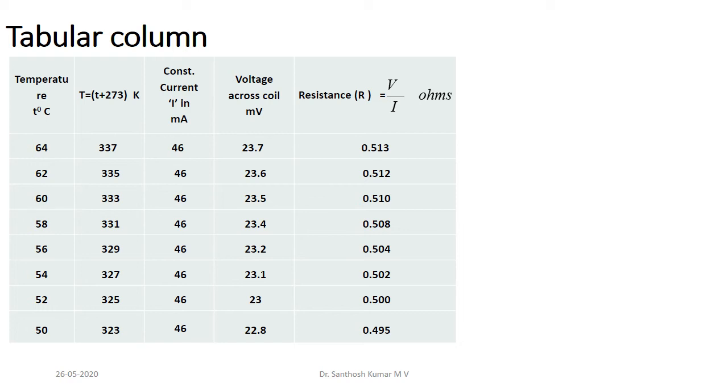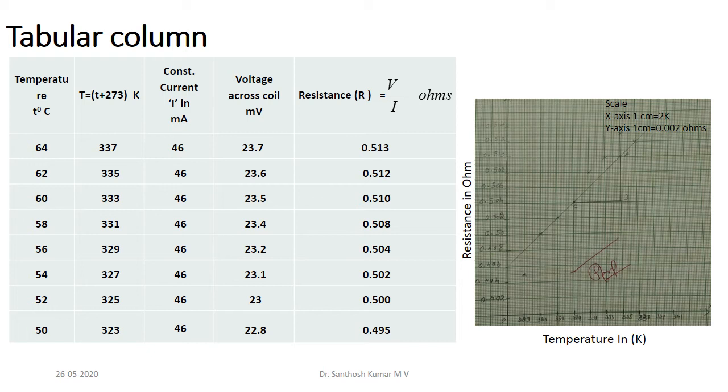We calculated the resistance of the metal by using the relation, Ohm's law, R is equal to V by I ohms. So finally we plotted the graph of resistance versus temperature, with resistance along the y-axis and temperature along the x-axis. Using the scale, x-axis 1 cm is equal to 2 Kelvin, y-axis 1 cm is equal to 0.02 ohms. So we get a fine straight line, and in order to calculate the slope, we make a right angle triangle for the straight line.